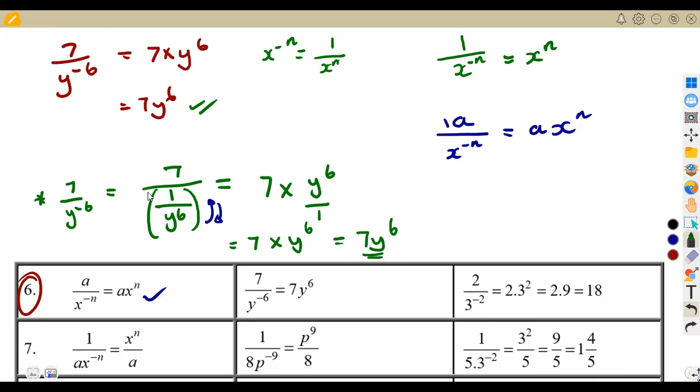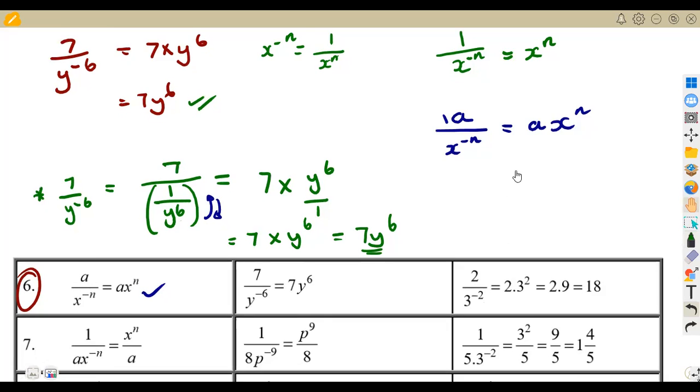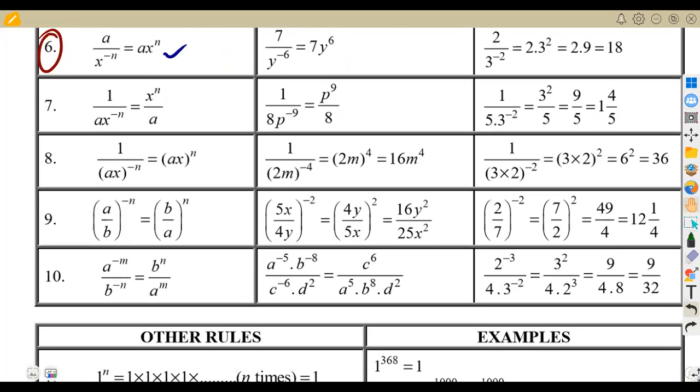So you see, the use of laws or the use of rules, as long as you understand what you are doing, you are going to have the same answer. So you just have to know your application of laws.